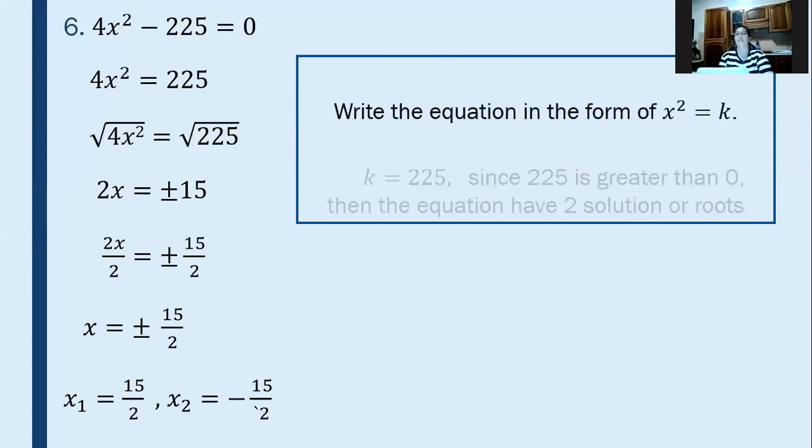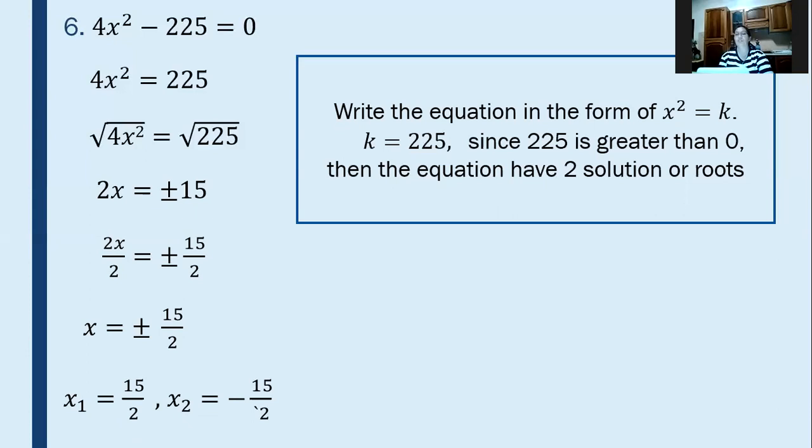This is the procedure. Again, the k here is equal to 225. Since 225 is greater than 0, then the equation has two solutions or roots. See to it that the property is congruent to your answer. Okay? We have two real solutions or roots.